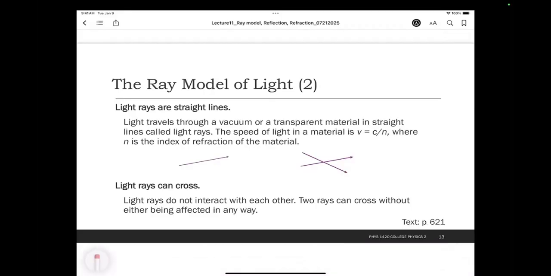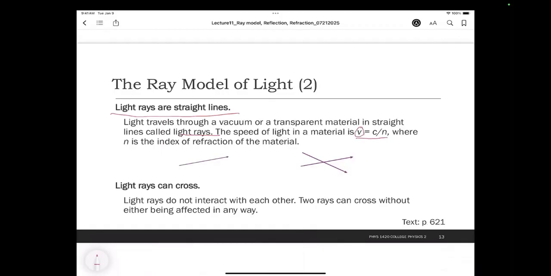Light rays are straight lines. Light travels through a vacuum or transparent materials in straight lines called light rays. The speed of light in a material is v equals c divided by n.